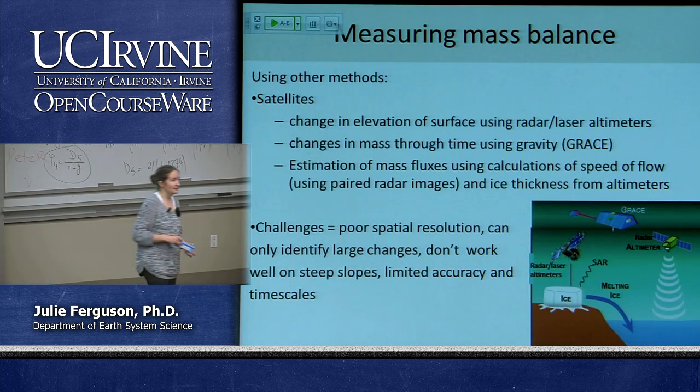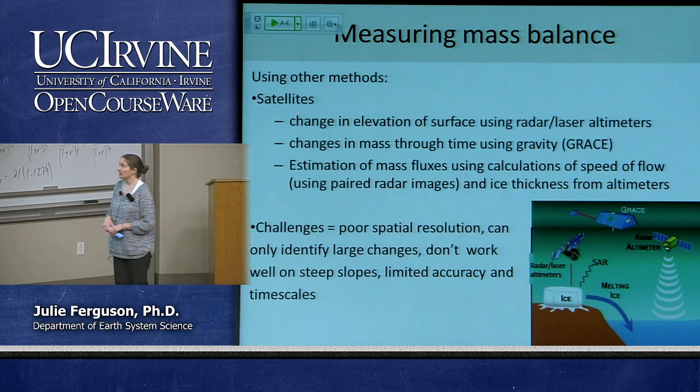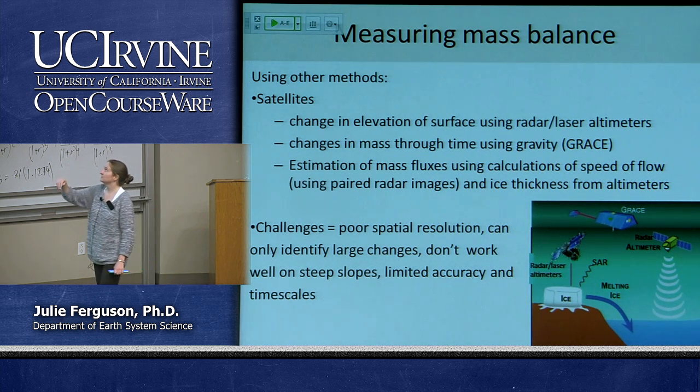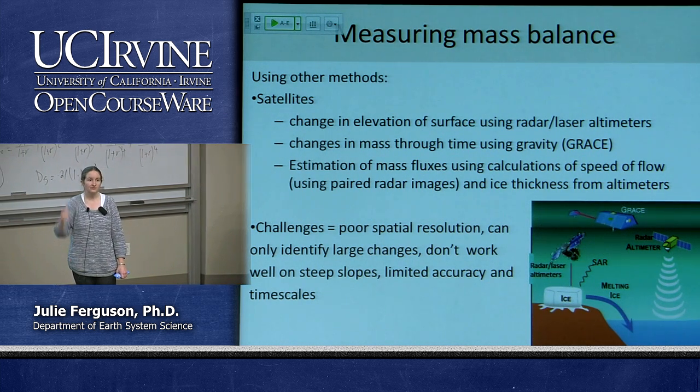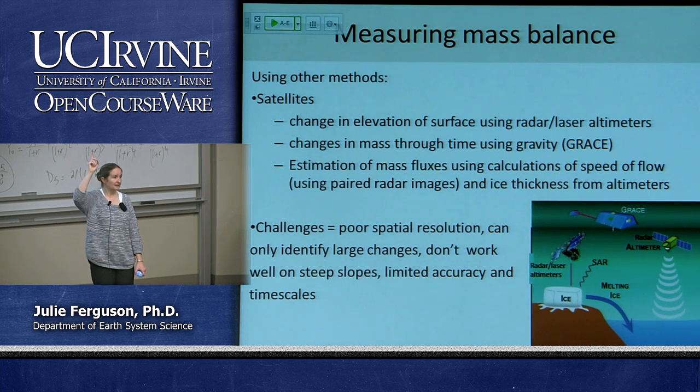Because we do have these amazing satellites now, we also can use planes in some of these cases as well. So some of the ways that we've tried to do this are by looking at the change of elevation. So we have satellites that come across and they beam down radio waves or lasers at the surface, and then they receive the bounce back. And if they time how long it takes to go down to the Earth and back again, they can get a sense of how far above the Earth's surface they are. So if they come back the following year and they do the same thing, then they might be able to see if there's been a change in the surface elevation.